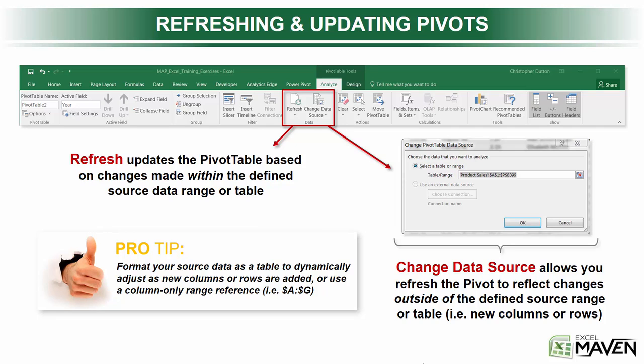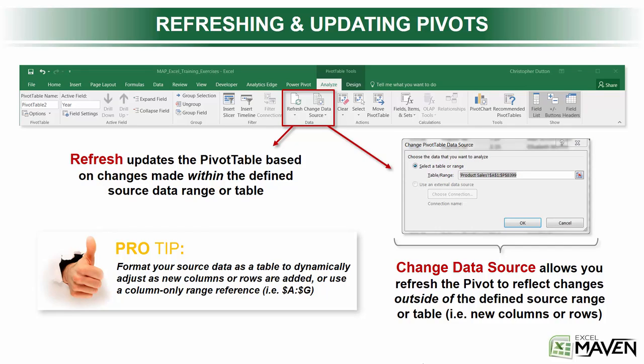So there are two tools in the Analyze tab called Refresh and Change Data Source, which allow you to do just that. Now, the difference between the two is that Refresh will update your pivot table based on changes made within the defined source data range or table. So for instance, if you're using a range of data from A1 through B100, imagine that you're drawing a box around that range. Any change that you make within that box will be captured by the refresh command.